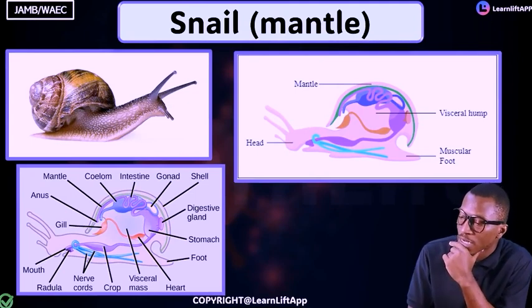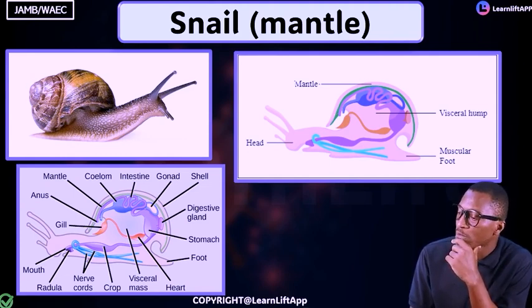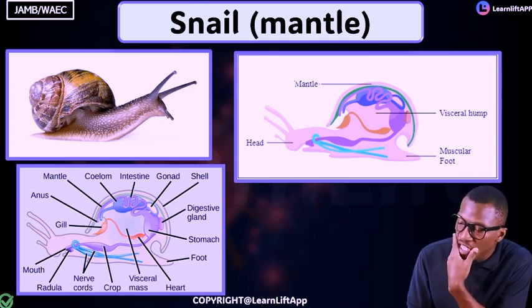You can see from this diagram that this is a snail. You can see the head, the body. These are the tentacles. This is the mantle. The mantle is for respiration, right? The mantle is for respiration, and this is their foot.